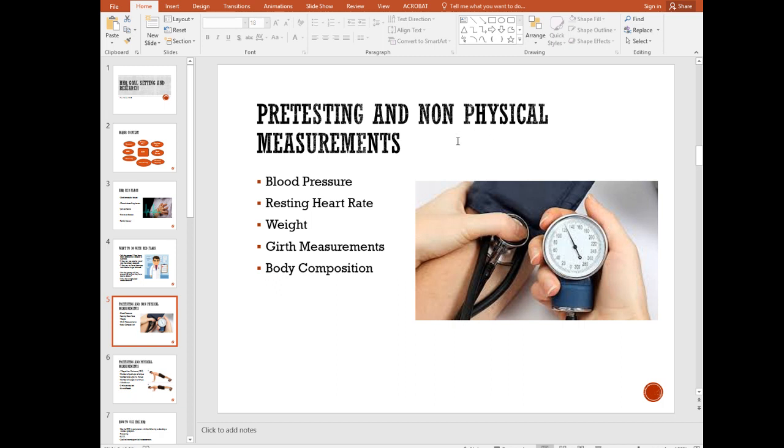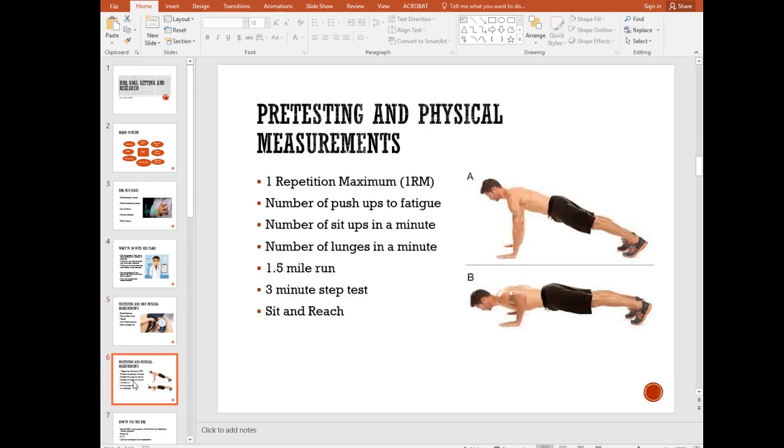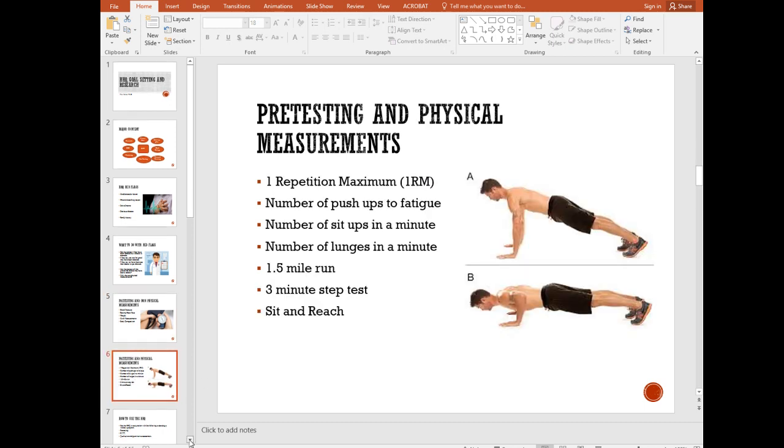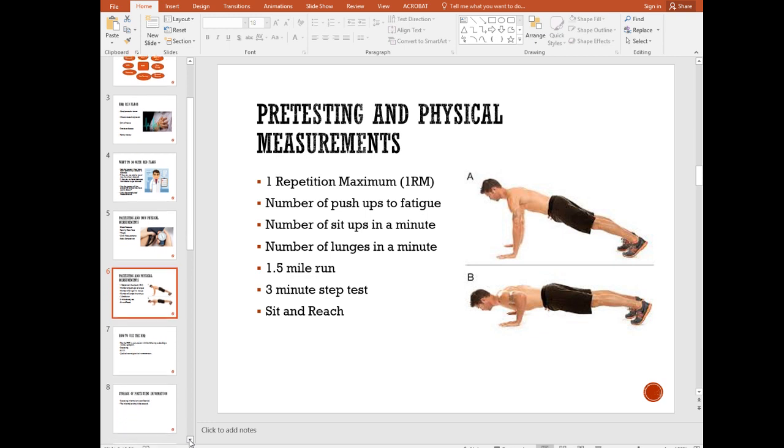So pre-testing and non-physical measurements. So I talked about this a little bit before. Blood pressure is non-physical. Resting heart rate is non-physical. Weight, girth measurements, body composition. All non-physical. They don't have to do any exercise to do these. And we'll talk about these more once we get to the pre-testing. I don't want to spend too much time on these videos. I want to keep them kind of short.